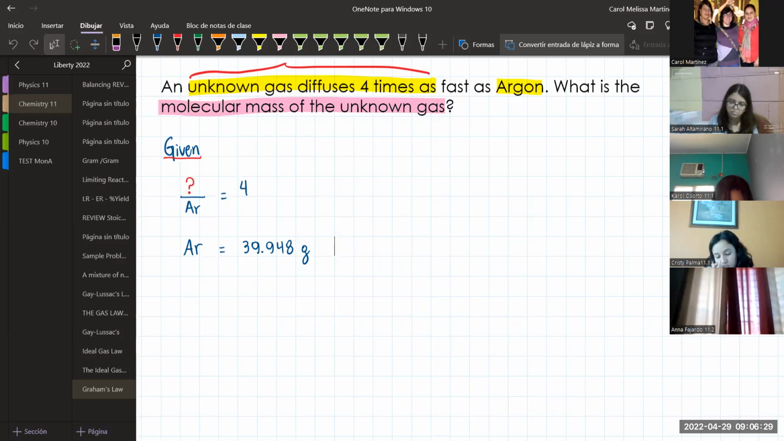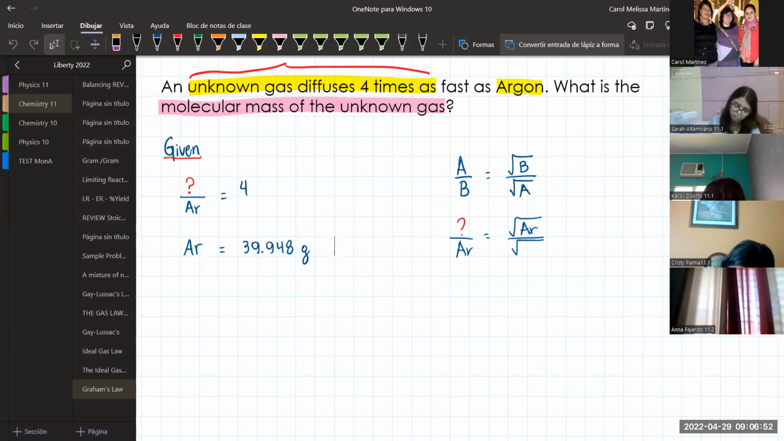So, I say A over B is equal to the square root of B over the square root of A. Unknown over argon is equal to the square root of argon divided by the square root of my unknown gas. I know that this rate is equal to 4 according to the given. So 4 is equal to the square root of argon divided by the square root of your unknown. So what I'm going to do now is isolate directly, and then I will just substitute the givens.